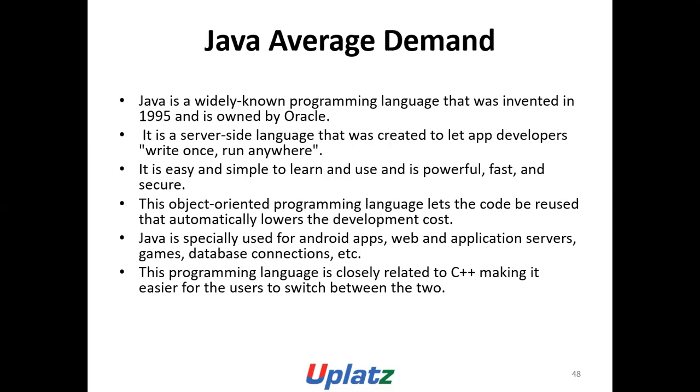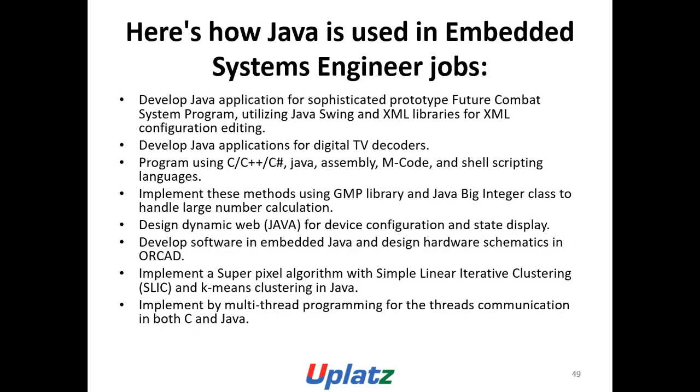This object-oriented programming language lets the code be reused, which automatically lowers the development cost. Java is especially used for Android apps, web and application servers, games, database connections, etc. This programming language is closely related to C++, making it easier for users to switch between the two. Here is how Java is used in embedded system engineer's job.